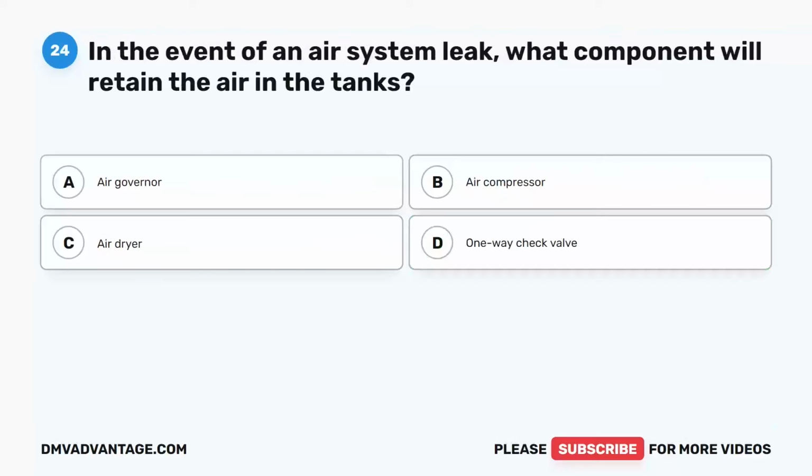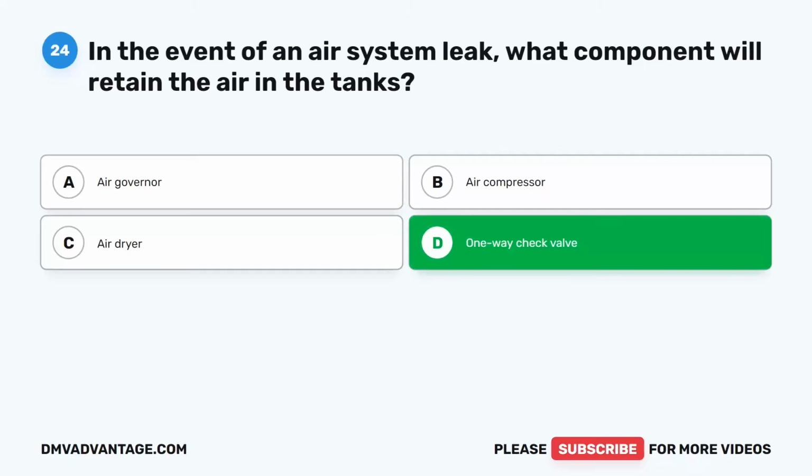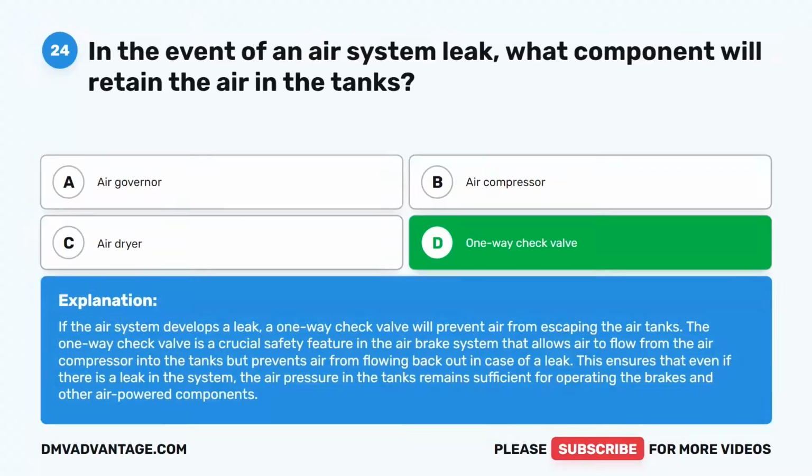Question 24. In the event of an air system leak, what component will retain the air in the tanks? A. Air governor. B. Air compressor. C. Air dryer. D. One-way check valve. The correct answer is D, one-way check valve. If the air system develops a leak, a one-way check valve will prevent air from escaping the air tanks.